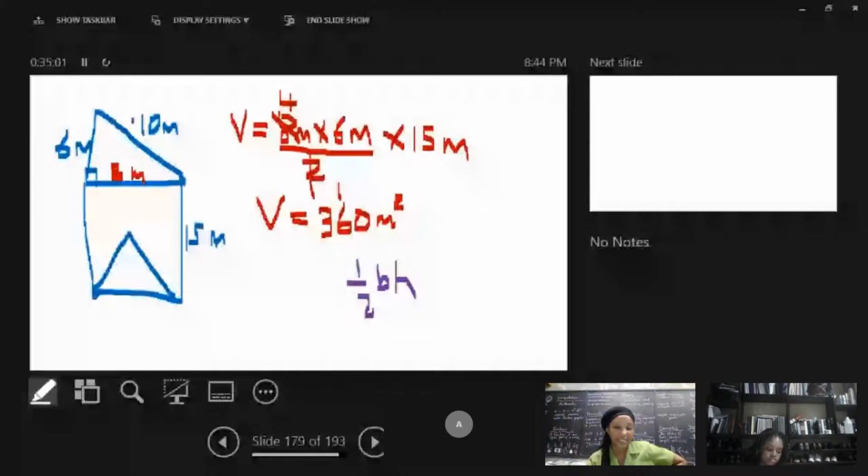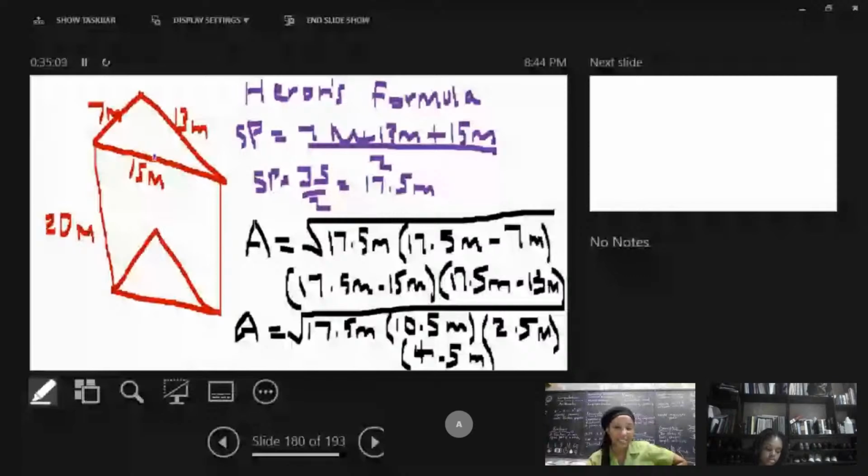For this triangle that Asar was given, we don't know the height. It's not a right angle triangle, it's a scalene triangle.